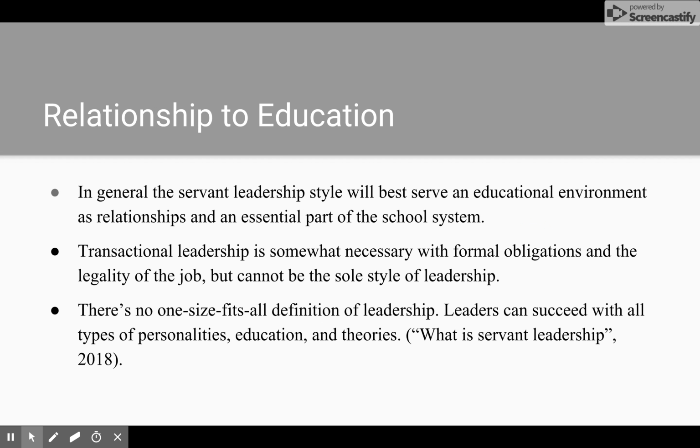In general, the servant leadership style will best serve an educational environment as relationships are an essential part of the school system. Transactional leadership is somewhat necessary with formal obligations and the legality of the job, but cannot be the sole style of leadership. There's no one-size-fits-all definition of leadership. Leaders can succeed with all types of personalities, education, and theories.